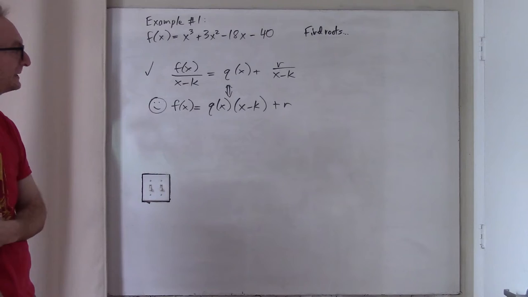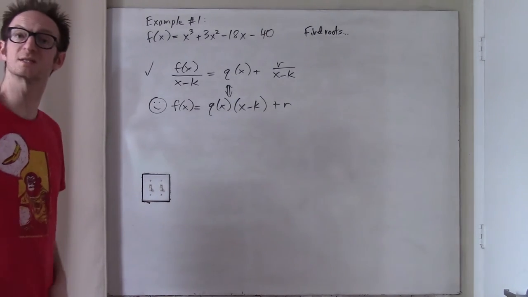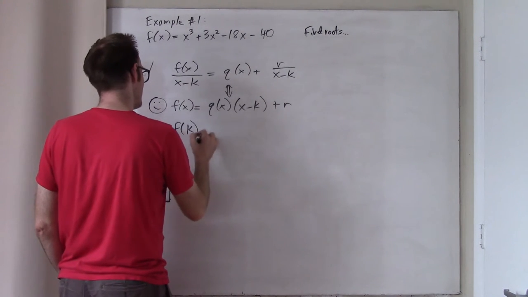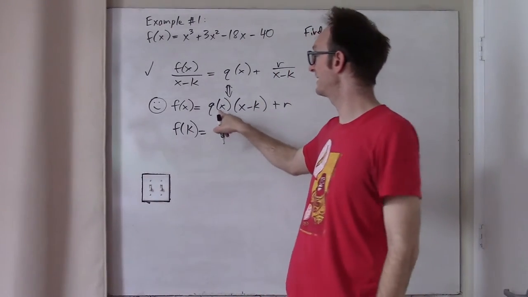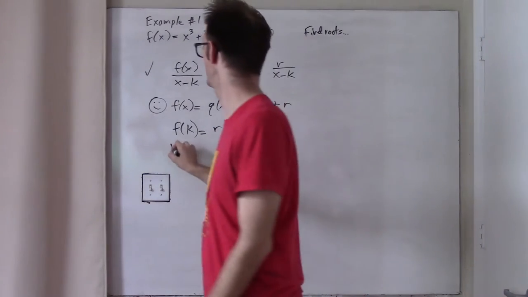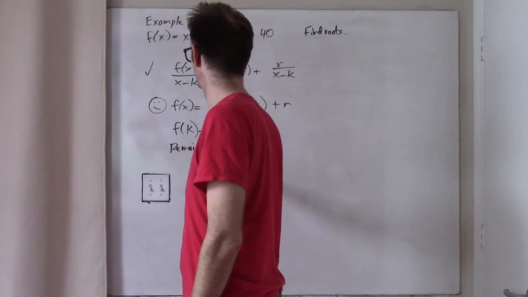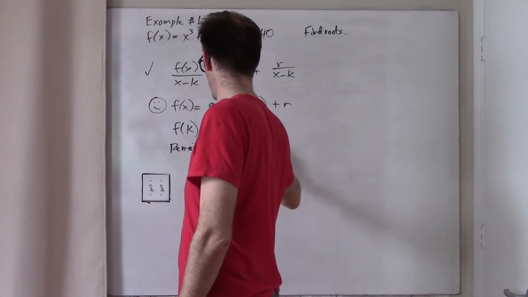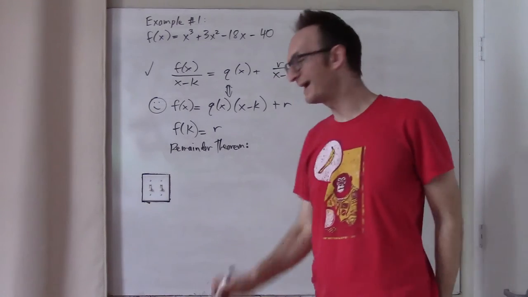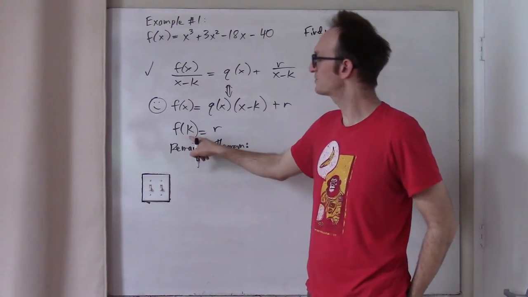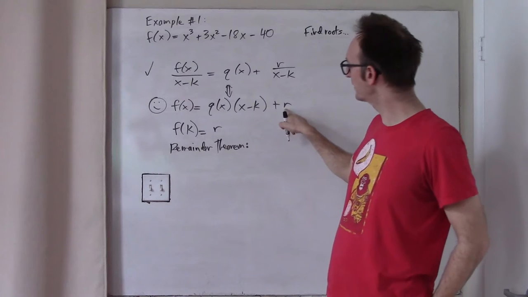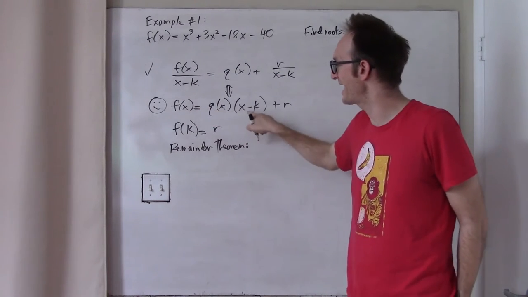Okay, well, focusing on this particular representation of the function, we can see a couple of things really quickly, which is that if you plug in k, something very interesting happens. When you plug in k, you get something times 0, and therefore you are left with r. Okay, this is what's known as the remainder theorem. And the remainder theorem says that if you plug a number into a polynomial, then what you get back is in fact the remainder after dividing that polynomial by x minus k.